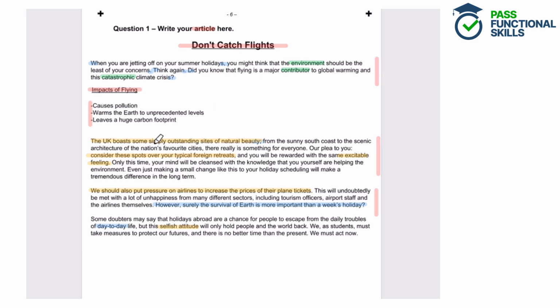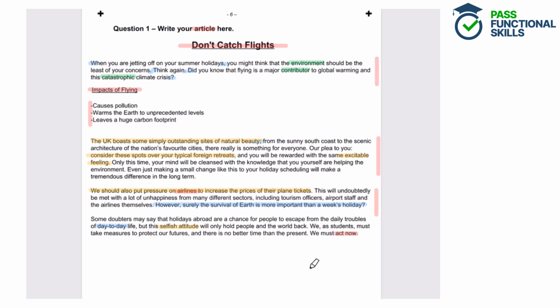Then we've got paragraph 3, which explains the merits of holidays in the UK and the environmental benefits of holidaying locally. Paragraph 4 moves away from the consumer holidaying in Britain and suggests that we need to put pressure on the airlines. And then finally, paragraph 5 reinforces the opinion that we need to act now and reduce environmental impacts of plane travel. So the paragraphs add structure to the answer, and each paragraph talks about something slightly different, a different topic.